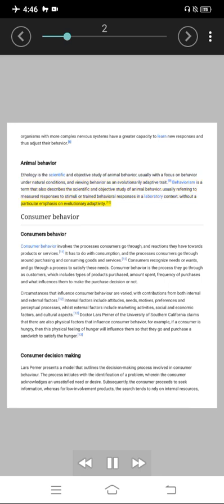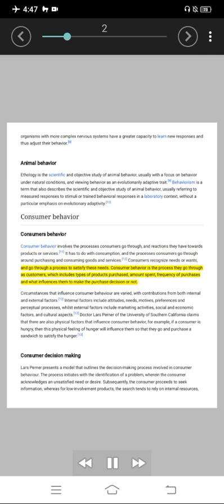10. Consumer behavior. Consumer behavior involves the processes consumers go through, and reactions they have towards products or services. 11. It has to do with consumption, and the processes consumers go through around purchasing and consuming goods and services. 12. Consumers recognize needs or wants, and go through a process to satisfy these needs.